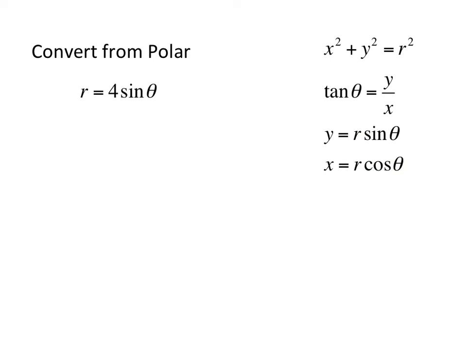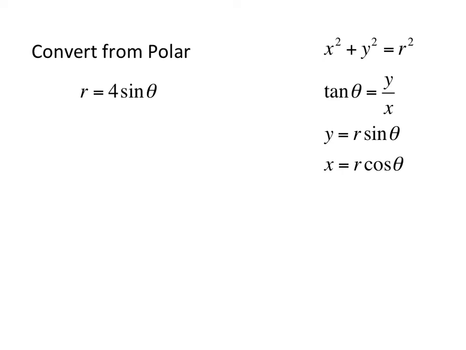Okay, so the next couple examples that we'll do, we'll see how long we have, how many we can get through. We're going to talk about how to convert from polar equations to x's and y's. So here we have r equals 4 sine of theta, and we want to change this in terms of x and y.